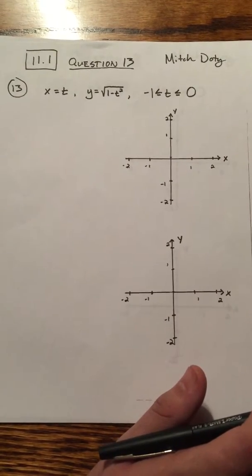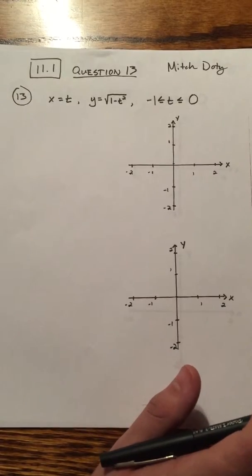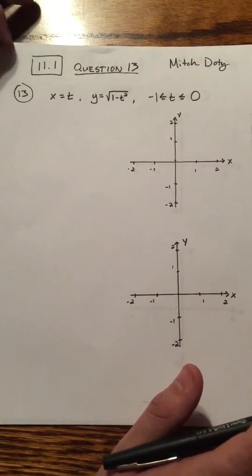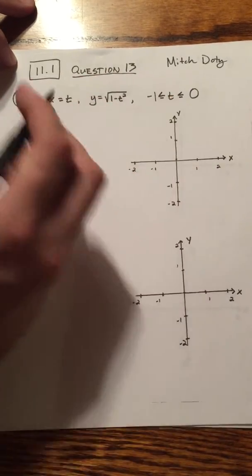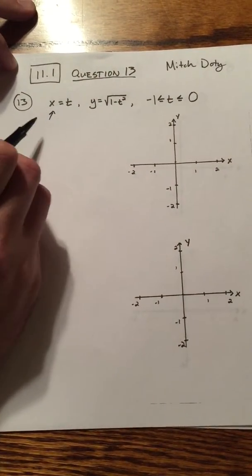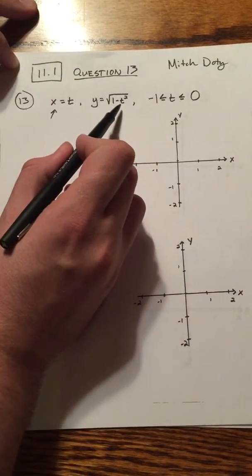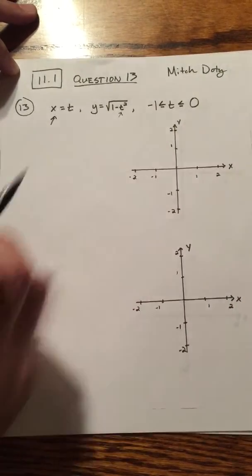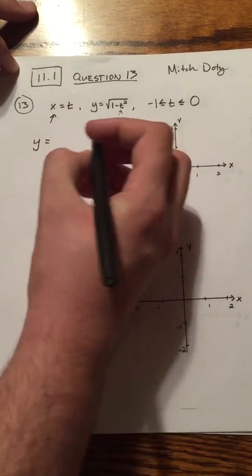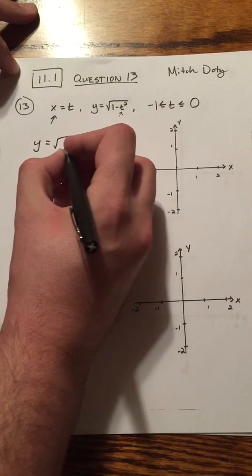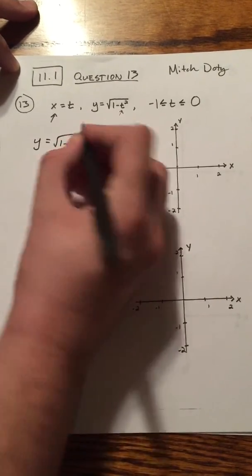So first thing we need to do is to get our Cartesian equation, and in this case it's really easy, and this is because we already have x equals t. So if x equals t, t equals x, we can just plug x in right there. So our function of x, our y equation, is y equals the square root of 1 minus x squared.